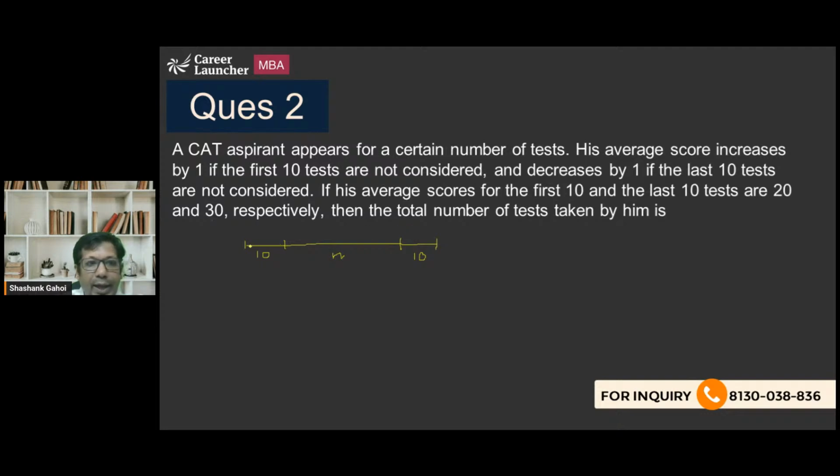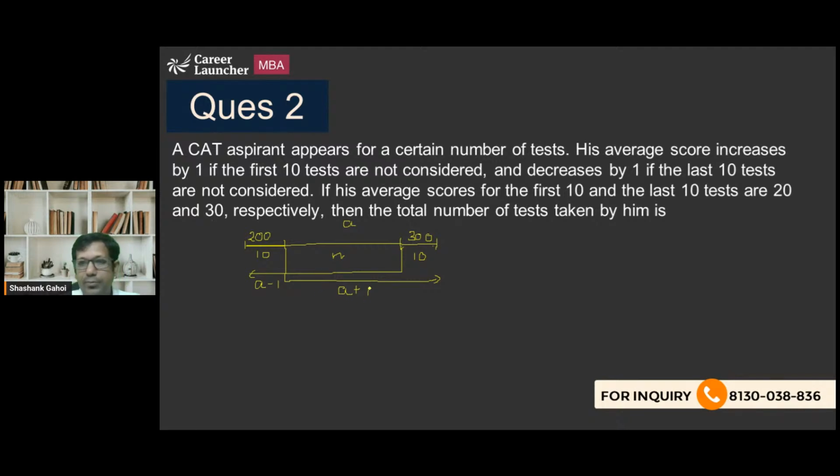Okay. And the average of the first 10 tests is 20, so the sum is 200. The average of the last 10 tests is 30, so the sum is 300. And the overall average that is given to us as A. And the average of these tests, when the last 10 are not considered, is A minus 1. If the first 10 are not considered, the average is given by A plus 1. So this is what the question is talking about.